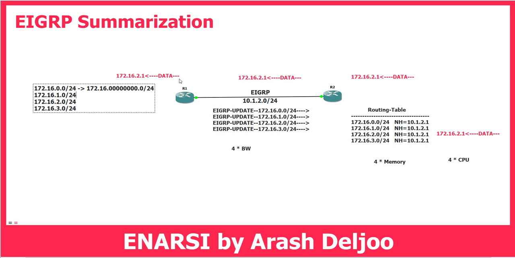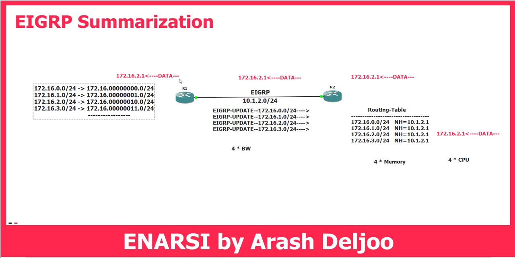172.16.0.0/24, the third octet converted to binary. Again, 172.16.10 in binary, then 172.16.20, and finally 172.16.30 converted to binary. As you can see, between these 4 IP addresses, the first 22 bits are the same.